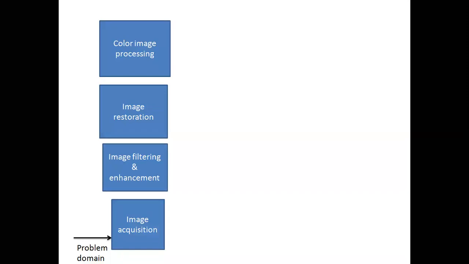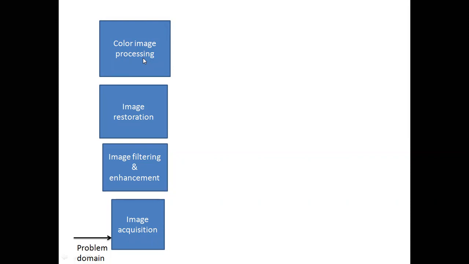Next, let us consider color image processing. In earlier days, there were only black and white or grayscale images. In the recent era, we have color images, and we need to process them. We already know that any color in the world can be represented using only three colors: red, green, and blue. You can represent any color using red, green, and blue.